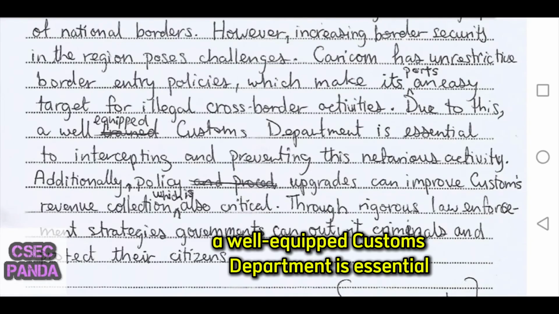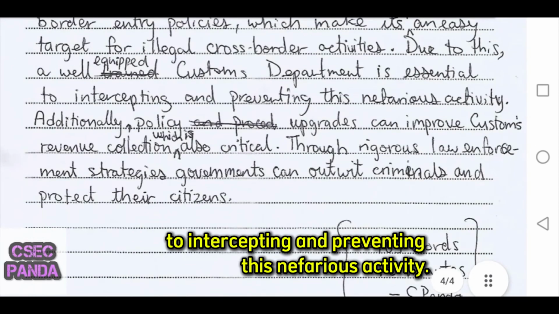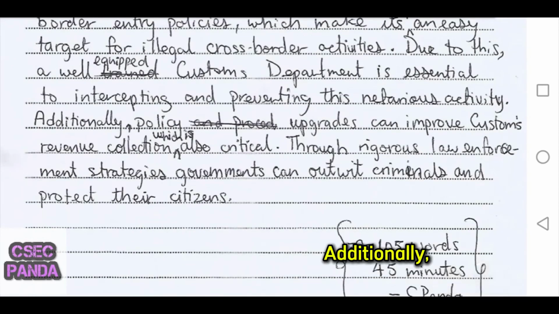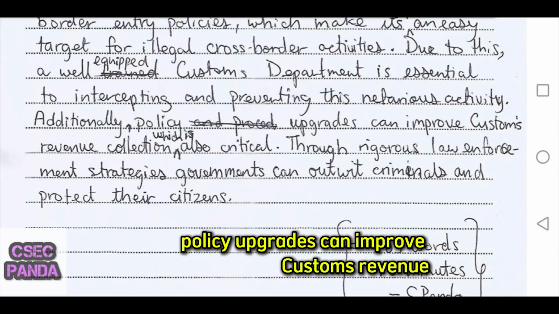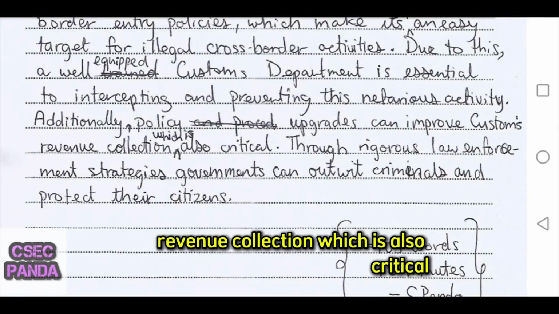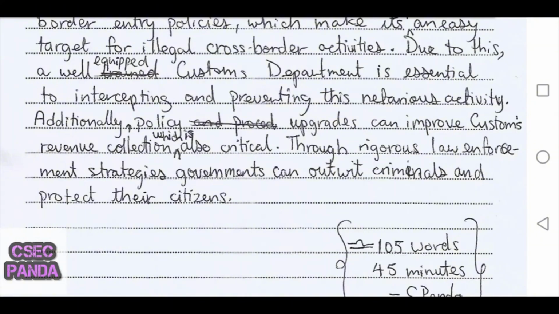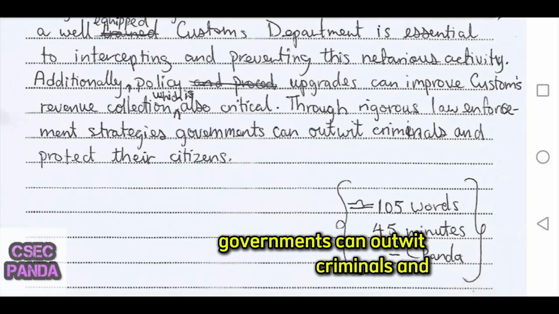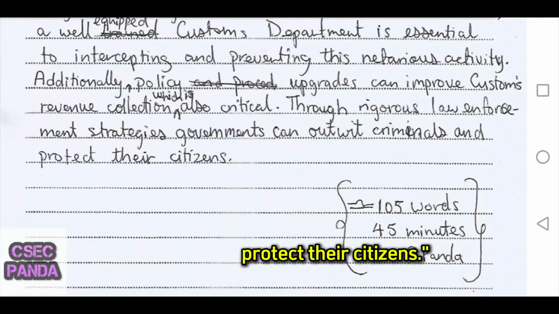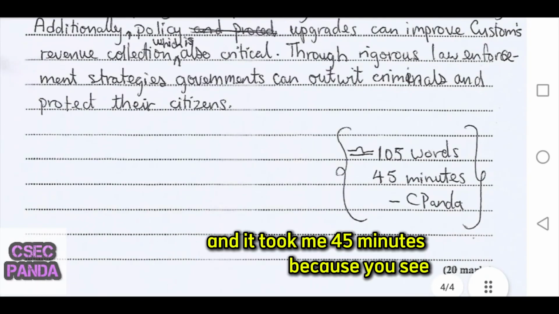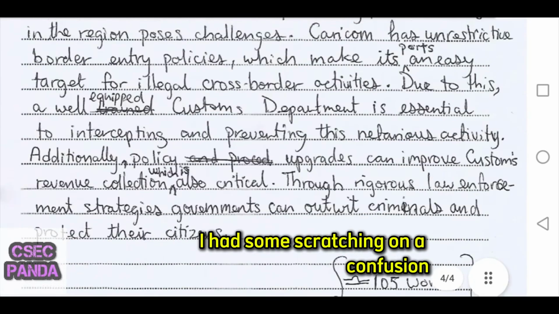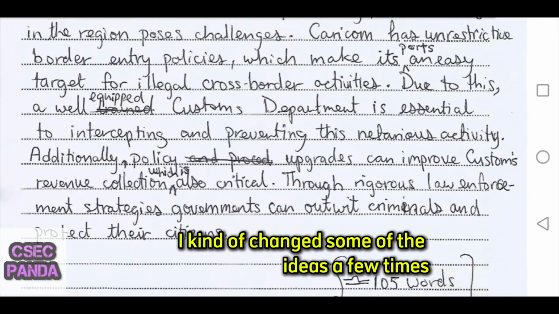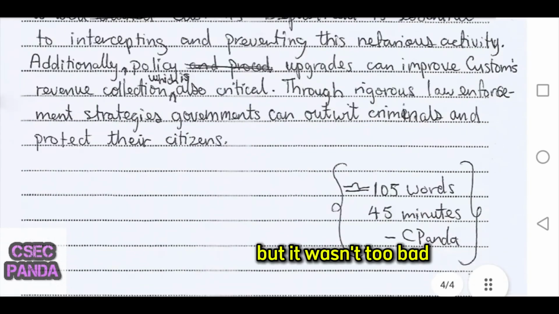Due to this, a well-equipped customs department is essential to intercepting and preventing this nefarious activity. Additionally, policy upgrades can improve customs revenue collection, which is also critical. Through rigorous law enforcement strategies, governments can outwit criminals and protect their citizens. That was about 105 words, and it took me 45 minutes because you see I had some scratching out and confusion. I changed some of the ideas a few times, but it wasn't too bad.